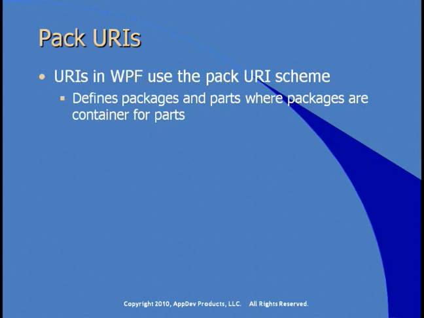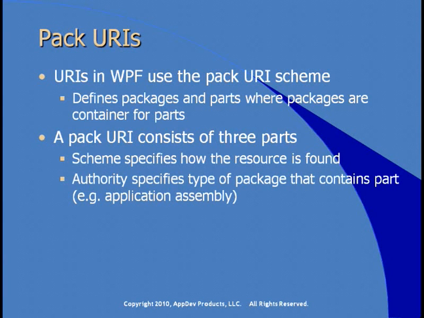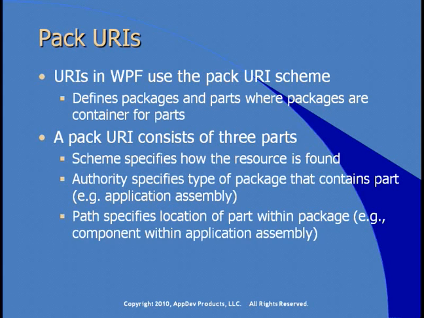URIs in WPF follow the same type of scheme. So a pack URI consists of three parts. The scheme that specifies how the resource is found, that's typically going to be pack. The authority, which specifies the type of package that contains the part, it's typically going to be the application's assembly. And then the path, which specifies the location of the part within the package. In other words, what XAML file do you want to navigate to? So let's go see some examples of using hyperlinks in a WPF application to navigate.